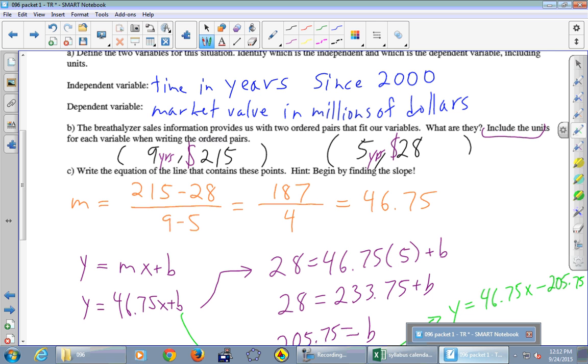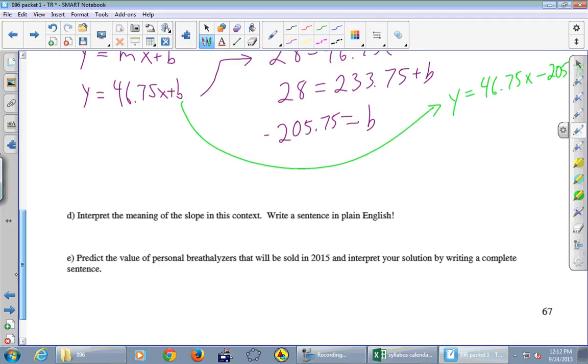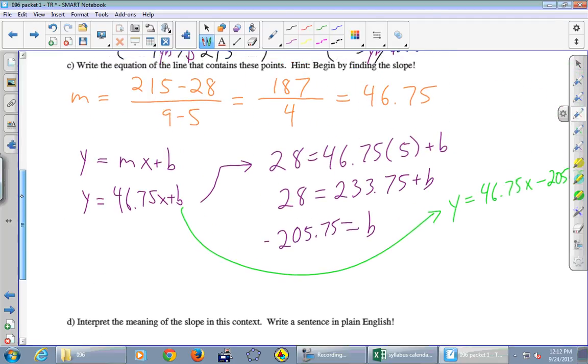And now that we've got our equation, we're going to use it down here in part B. It says, interpret the meaning of the slope in this context and write a sentence in plain English. For me, I can't interpret slope until I have units. 215 and 28 we're measuring in what units? Millions of dollars. So let's go ahead and throw dollars up here on top. And that 9 and that 5 were measured in years. So dollars on the top, years on the bottom. It's got to be the same units here, even if it's not a fraction anymore. I can make it a fraction.